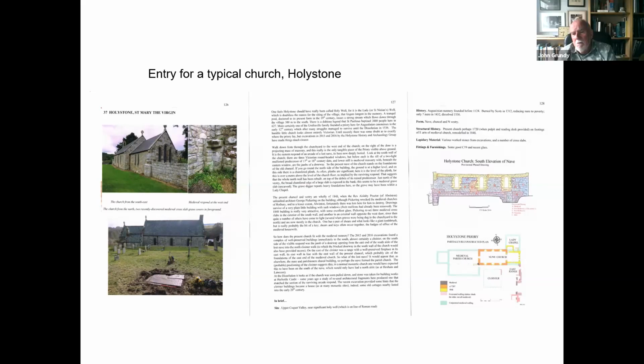Very, very good. People say, do I have a favourite church? I don't, because they're all interesting. Even the humblest churches, and Holystone here is fairly humble, are absolutely fascinating. They've all got stories to tell. They're all valid.